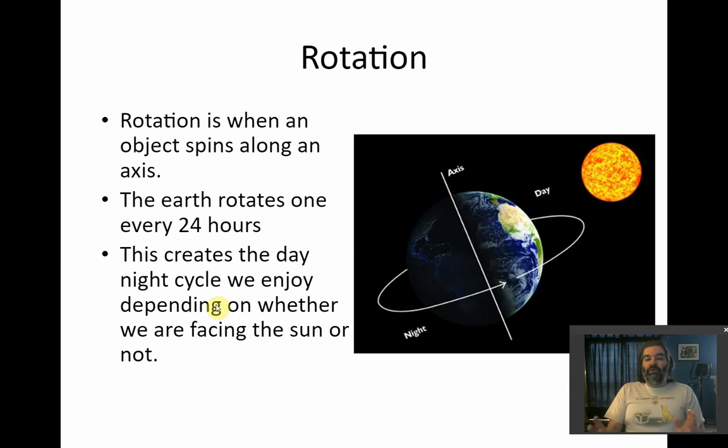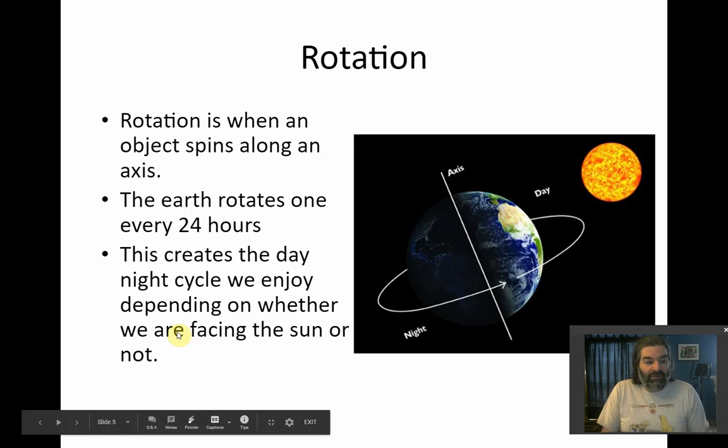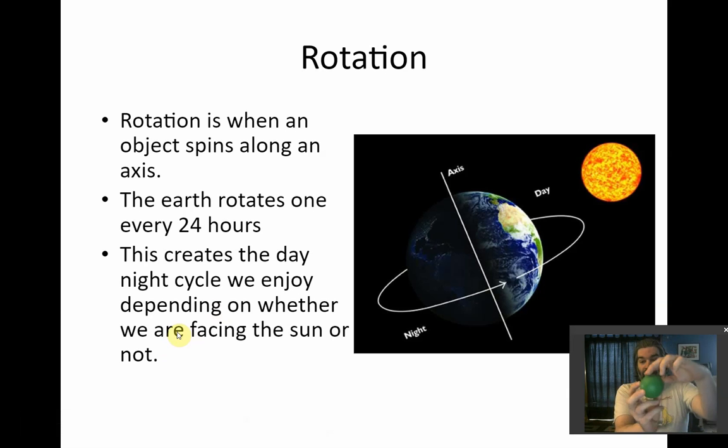There are two terms you need to understand when we talk about motion in space. One is rotation, one is revolution. You might even hear me make a mistake and use the wrong word, but it's worth thinking about to make sure you don't. Rotation is when something spins along its axis. So if you've got something and it's rotating like this, that is rotation. It's spinning along an axis. And the Earth rotates once every 24 hours.